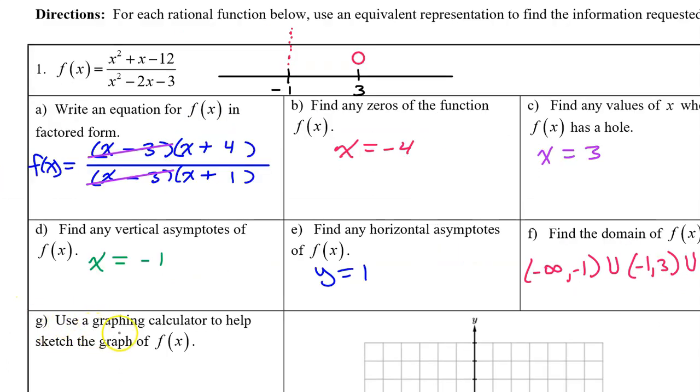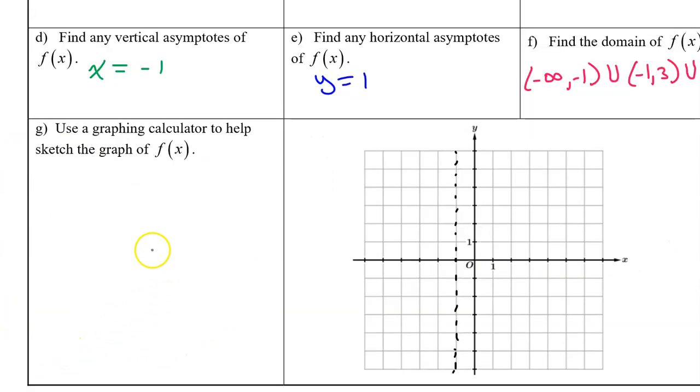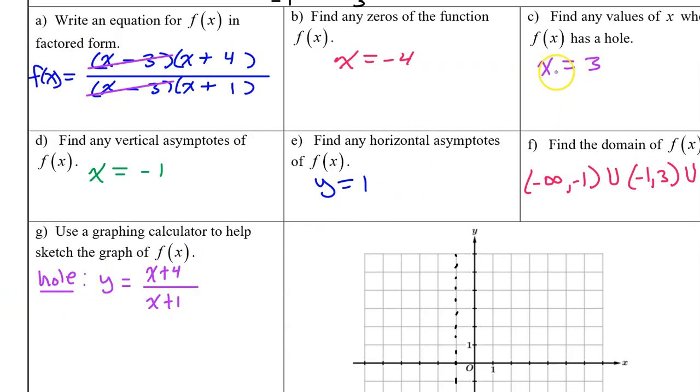Part G. Use a graphing calculator to help sketch the graph of f of x. Let's graph as much as we can without the graphing calculator. We know we have a vertical asymptote at x equals negative 1, so there it is. There is a hole at x equals 3. Let's find the y value using the related equation y equals x plus 4 over x plus 1. That's f of x with the hole sort of canceled out.